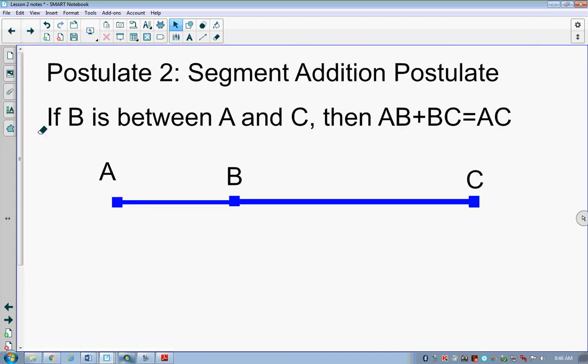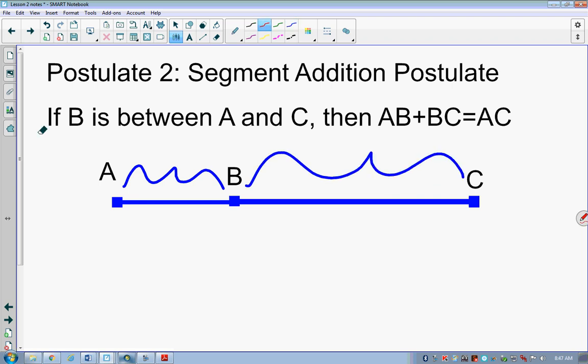Okay, the segment addition postulate. If B is between A and C, then the distance from A to B plus the distance from B to C is going to add up to the distance between A and C. For instance, if we didn't know how far it was from Milan to Kirksville, but we knew how far it was from Milan to Green City, and from Green City to Kirksville, we could figure out how many miles it was from Milan to Kirksville, right? Because we could take the segments that we know, add them together, and get the total distance.